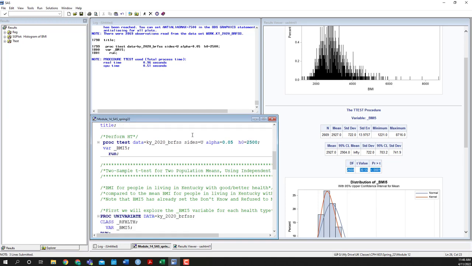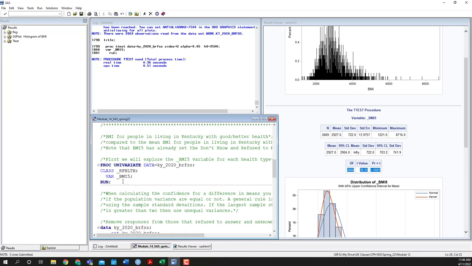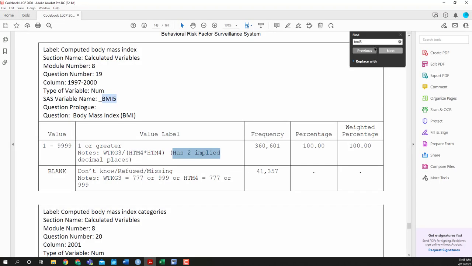So starting here with the code, the first thing we're going to do is look at that health variable and BMI for different levels of it. So let's first go to our code book.